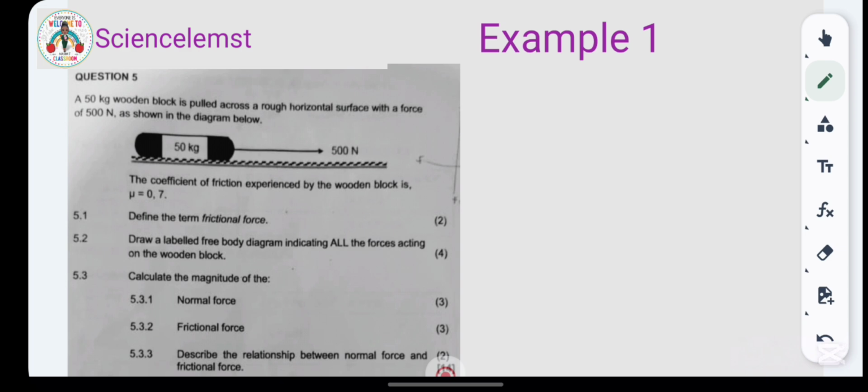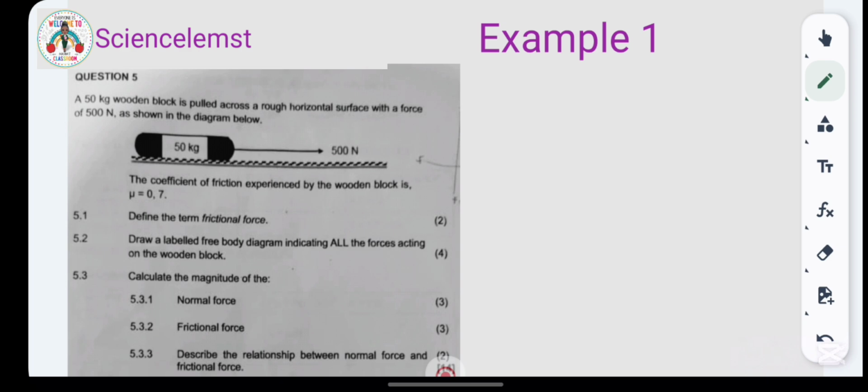Example 1. This was last year's March paper, 2024 for Northwest. A 50 kg wooden block is pulled across a rough horizontal surface with a force of 500 Newton as shown in the diagram below. The coefficient of friction experienced by the wooden block is 0.7.